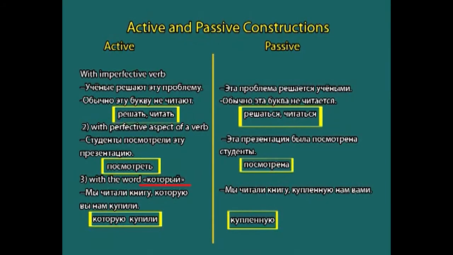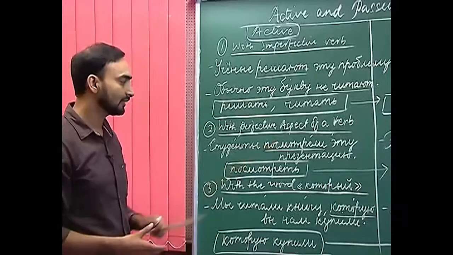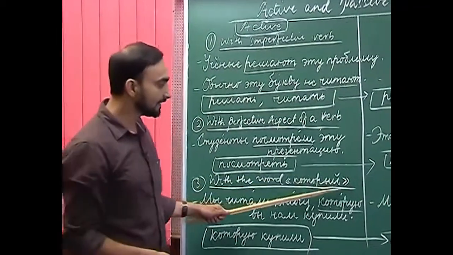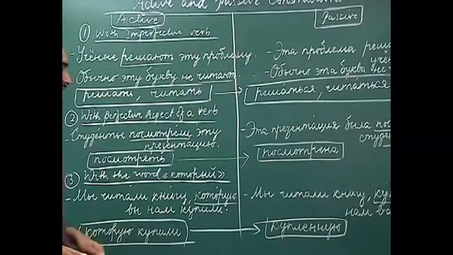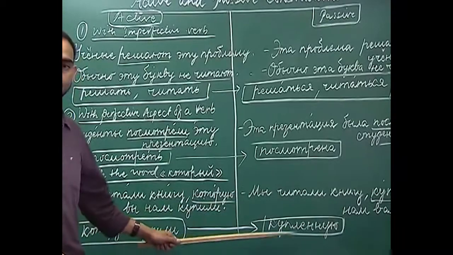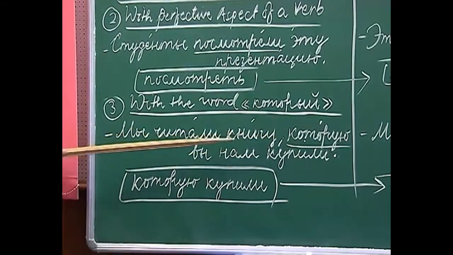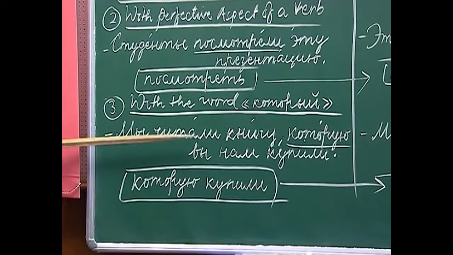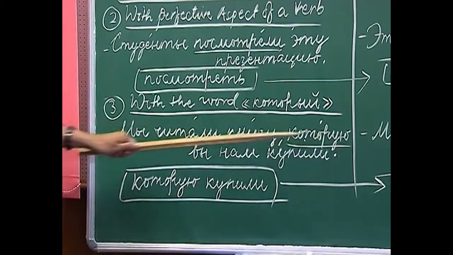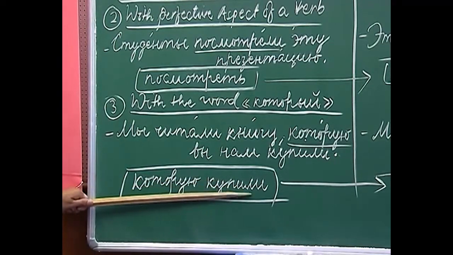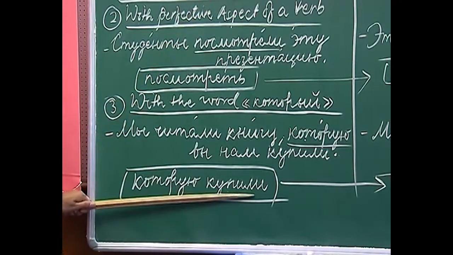The third active construction is with the word katori. So, for the third type of active construction, with the word katori, how do we change it into passive? By using the full form of the passive participle. Let us look at the example. Mi chitali knigu katoruyu vi nam kupili. So, we read the book which you bought for us. Here we are using the word katori and the verb in the perfective aspect.